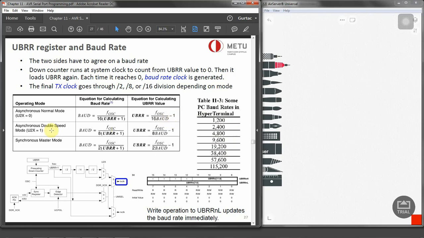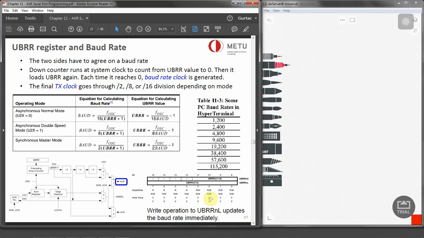If you want to use a double speed, which is U2X is 1, rather than 16, we are just using 8. And if you want to use synchronous master mode, this is 2. Okay, so the formulas are all similar to each other. The asynchronous normal mode is using 16, the double speed is using 8, and synchronous master mode is using 2.